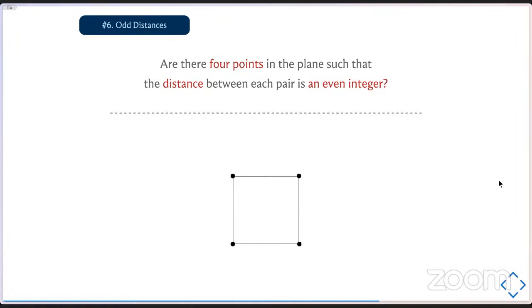At least for 3 points, and maybe there's just a little square sitting on the screen, you probably already start thinking about Pythagorean triplets or something like that. Maybe let's just take a minute to think about whether the answer to this question is yes or no. All right, so we believe it's yes. And what would be an example of 4 points in the plane where the pairwise distances are all even integers?